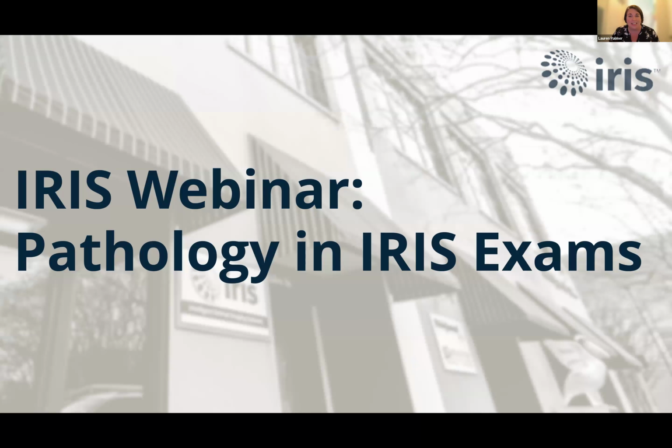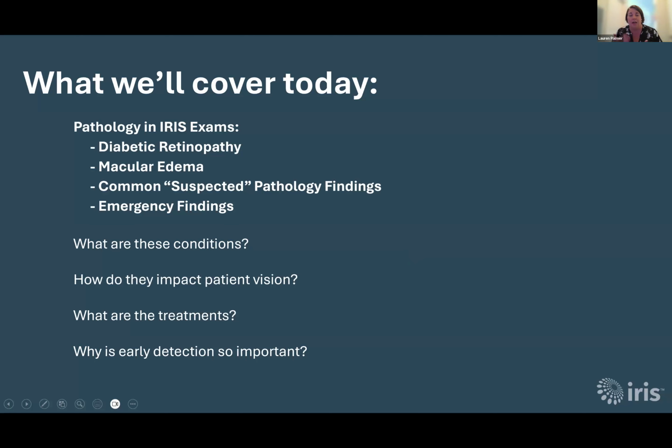So we're going to go ahead and begin. This is one of our most requested topics for a webinar, pathology in IRIS exams. Today we're going to be talking about some of the most common findings. Obviously, our interpreting providers are looking for diabetic retinopathy and macular edema. So we're going to discuss those along with some of the most common suspected pathology findings and something that you may or may not be aware of, emergency findings. They can also detect emergent conditions that need to be immediately addressed. So we're going to talk about the conditions, how they impact vision, treatments, and the importance of early detection.